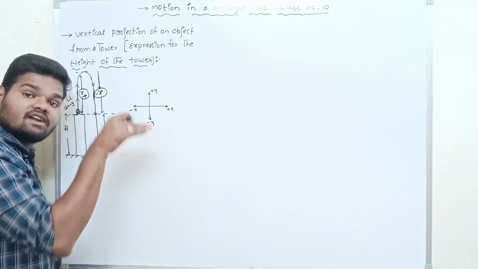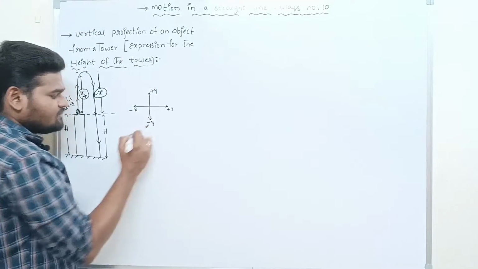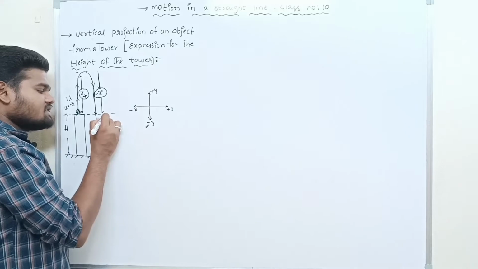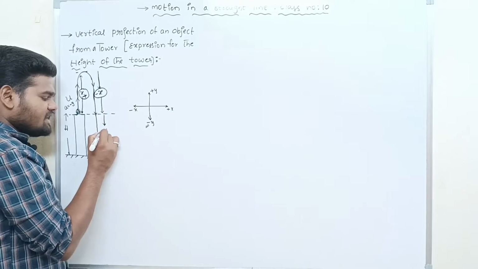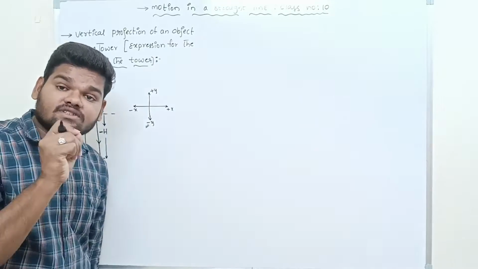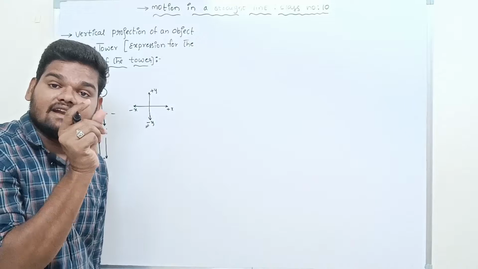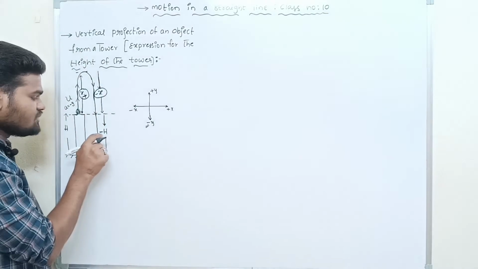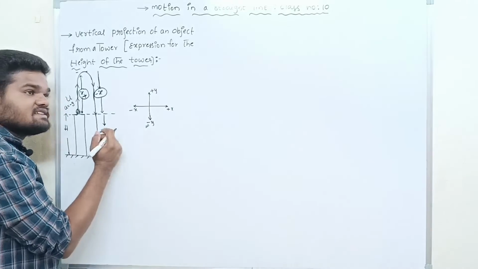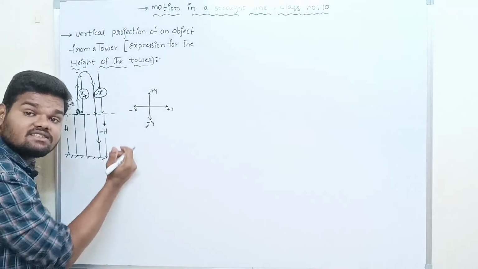It is a displacement. Displacement is a vector quantity, so we have to add its sign. Again from here to here, the object is moving towards the ground and its displacement is how much? Minus h. That means the negative sign shows simply a decrement in the displacement. Minus h means the height of the tower decreases.